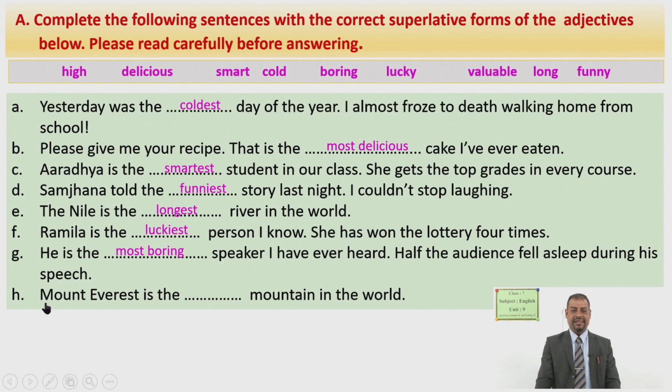Most boring. Okay. Now the last one, Mount Everest is the. Which one is the correct adjective for this blank? Which is the word here? All right. This is high. And most high or highest, which one is the correct form of superlative of the word high? Good job, dear students. It is the highest mountain in the world. You have done a great job. Okay. So it means you have got the idea that you have to add est or most to make the adjective into superlative form. Is it clear?